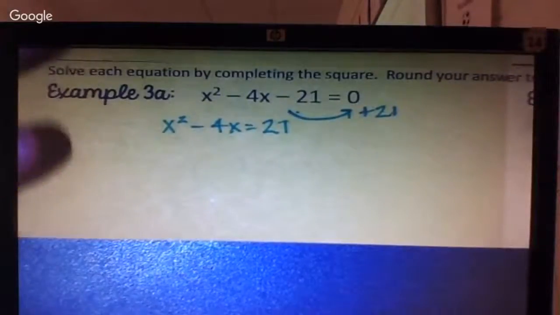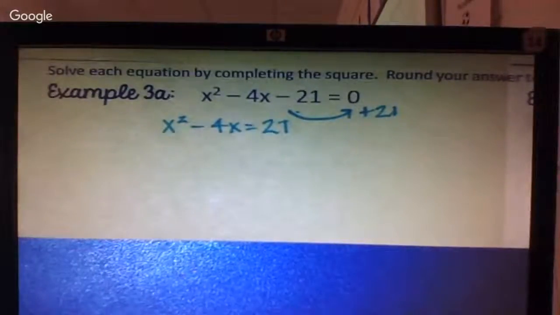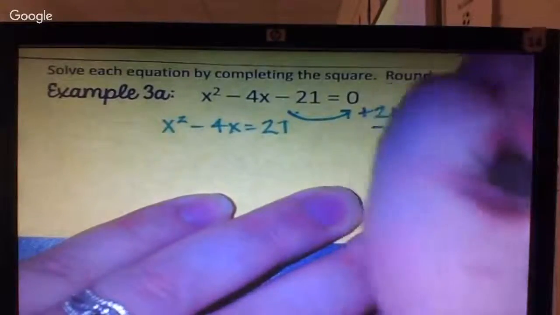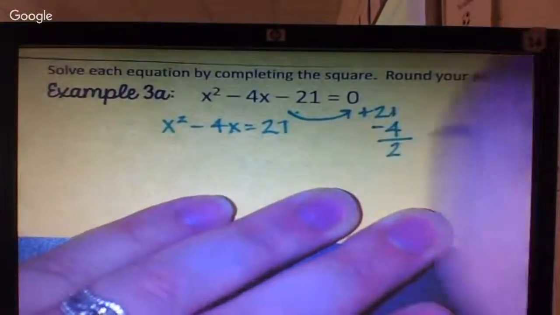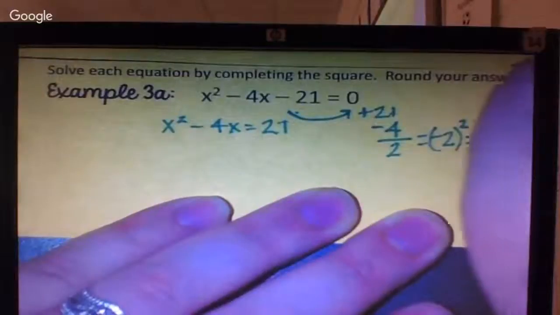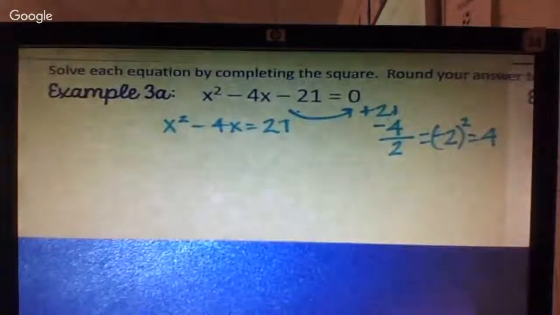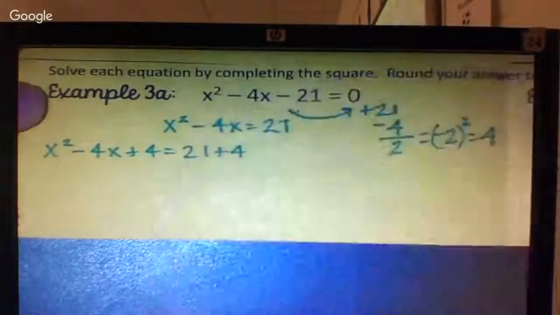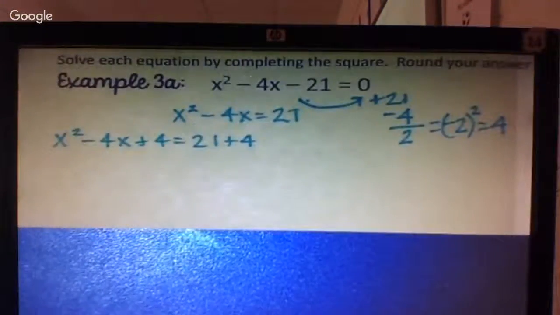Why do you want it on the other side? In order to complete the square, you do not want your C value. It has to be moved. So now it's the same process. Cut your B value in half, so negative 2. Square it, 4. So technically what you're doing is adding 4 to the left-hand side and adding 4 to the right-hand side. Because again, what you do to one side, you must do to the other.